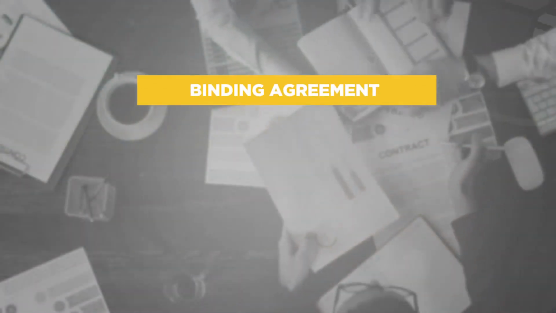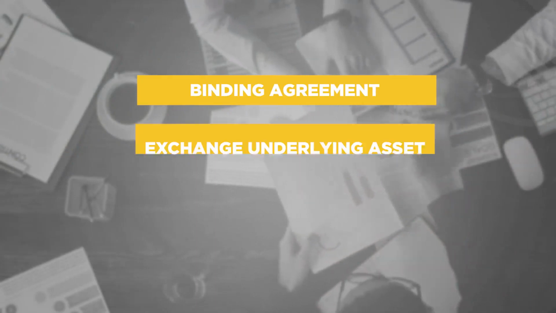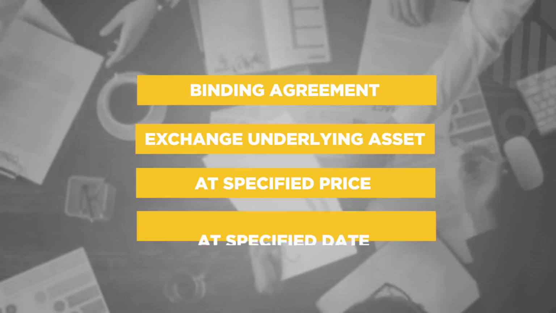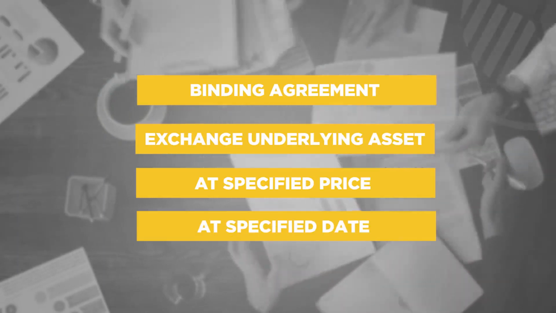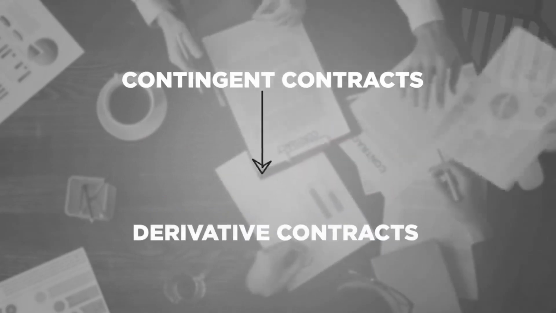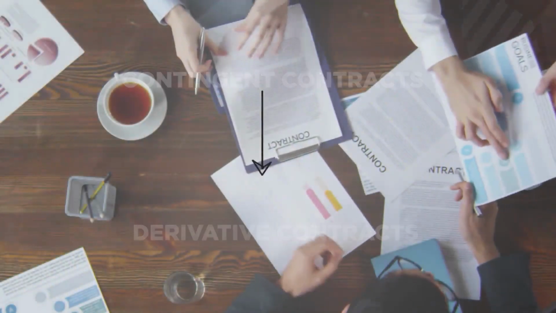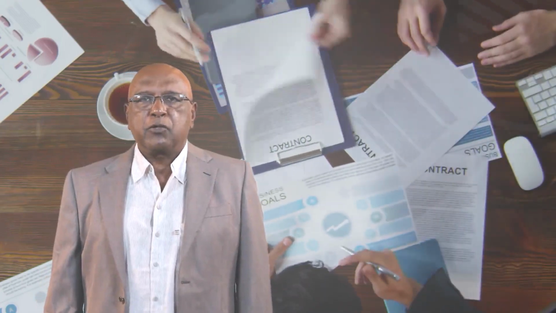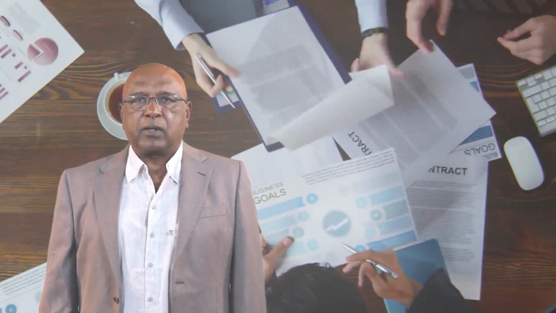Formally, this forward contract is a binding agreement between two parties to exchange some underlying asset at a specified price at a specified date in the future. Such contracts are part of a class of contingent contracts called derivative contracts. What this broadly means is that the value of this contract is derived from, contingent upon, the price behavior of some underlying asset, coffee in our case above.